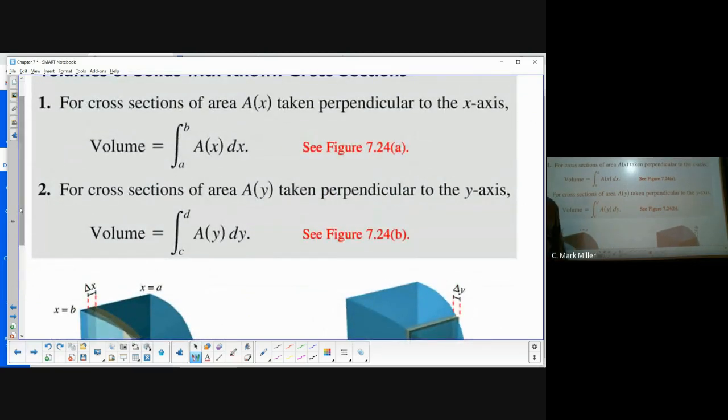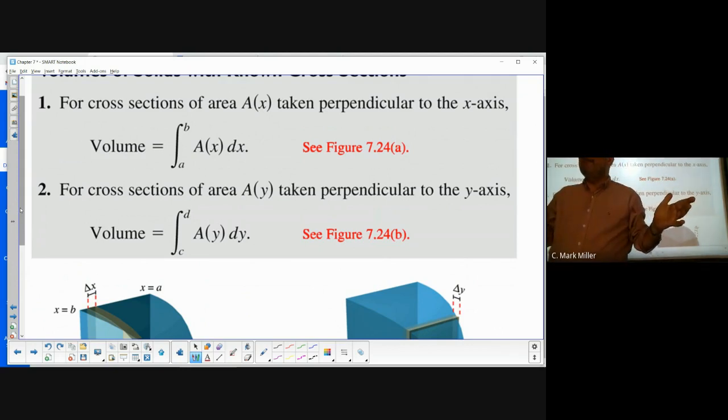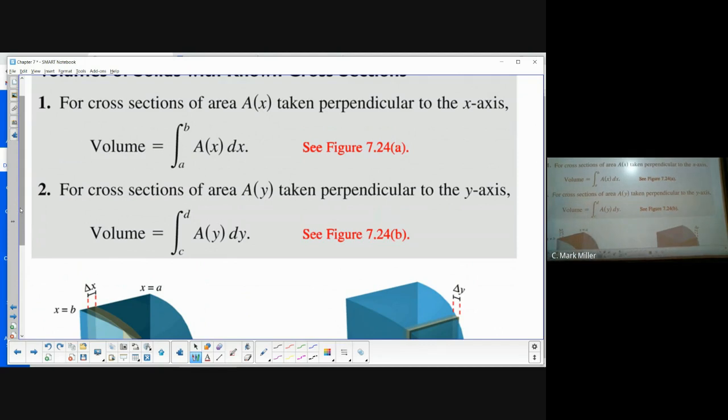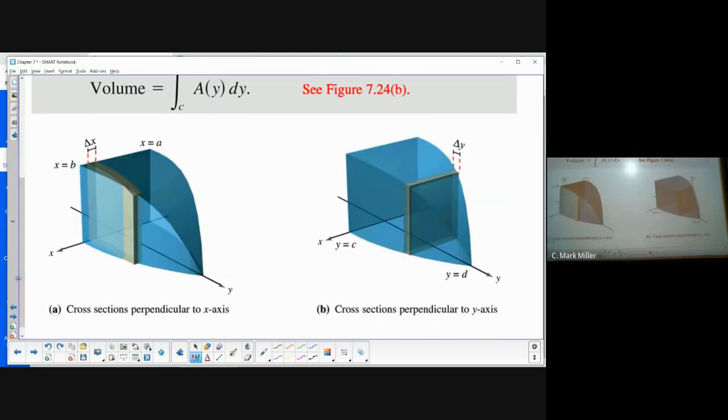What if the cross sections of a solid are not round, but there's some shape you know the area of? Well, we can integrate that area from A to B just the same. Instead of pi r squared, you have whatever that area is from A to B. So all you do is you integrate the area: volume is the integral from A to B of the area. Now, let's look down at this solid right here.